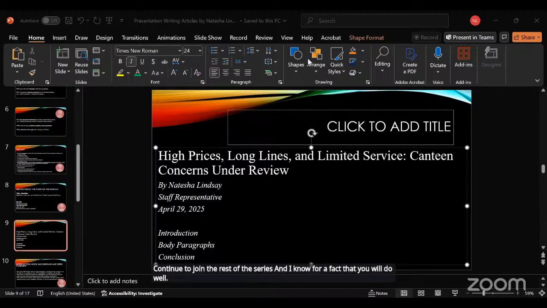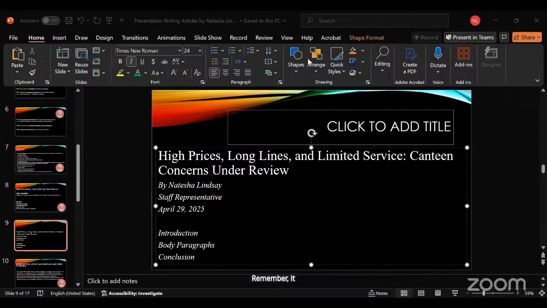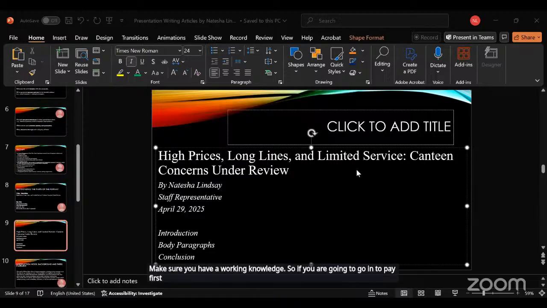Remember, it is all about having a working knowledge. I tell my students all the time, make sure you have a working knowledge. So if you are going to go into paper, the first section, have a working knowledge of what is expected of you in the summary. If you're going to do section B, have a working knowledge of all the different pieces of exposition that are available that CSEC will test you on.